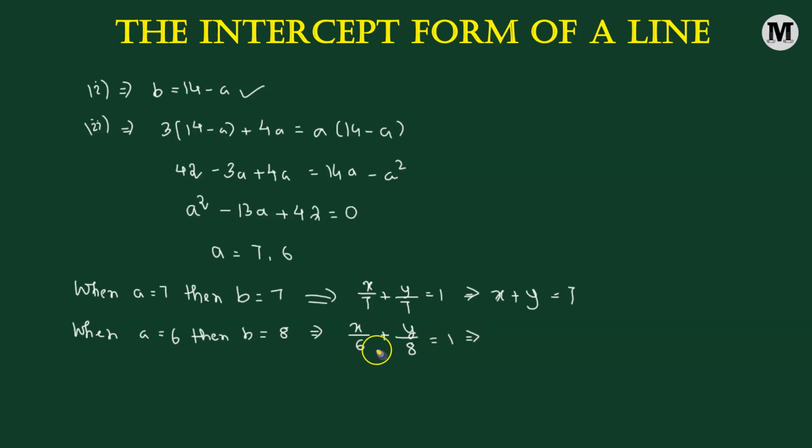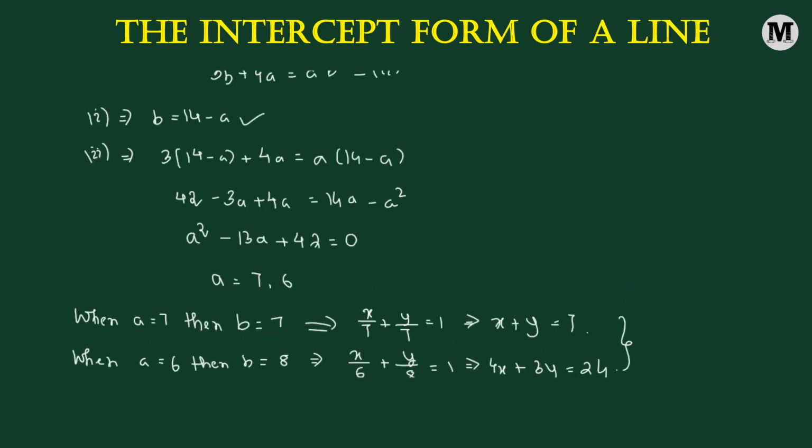Next, we're going to multiply throughout with the least common multiple of 6 and 8, which is 24. Multiplying throughout with 24, we get 4x plus 3y equals 24. As we're getting two equations, this clearly indicates that there are going to be two lines which meet the criterion that they pass through the point (3, 4) and the sum of the intercepts on the axes is 14.